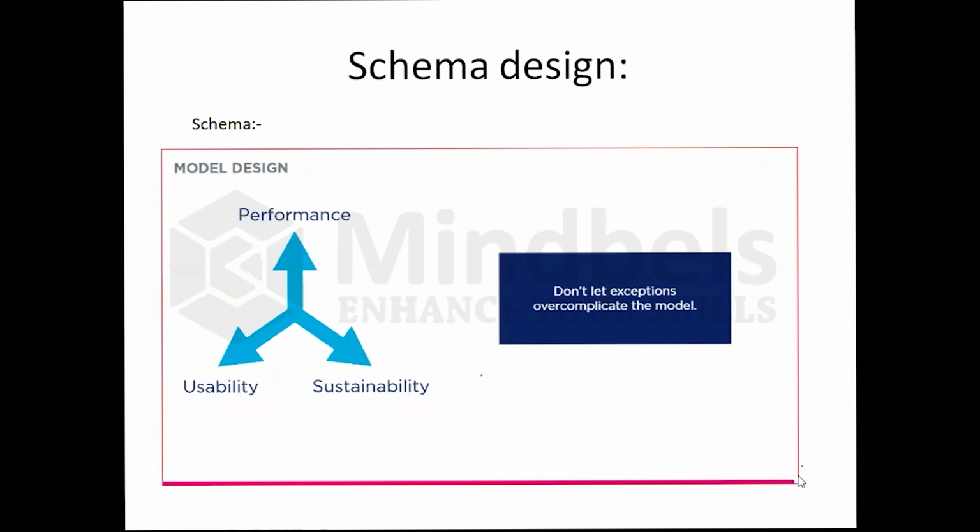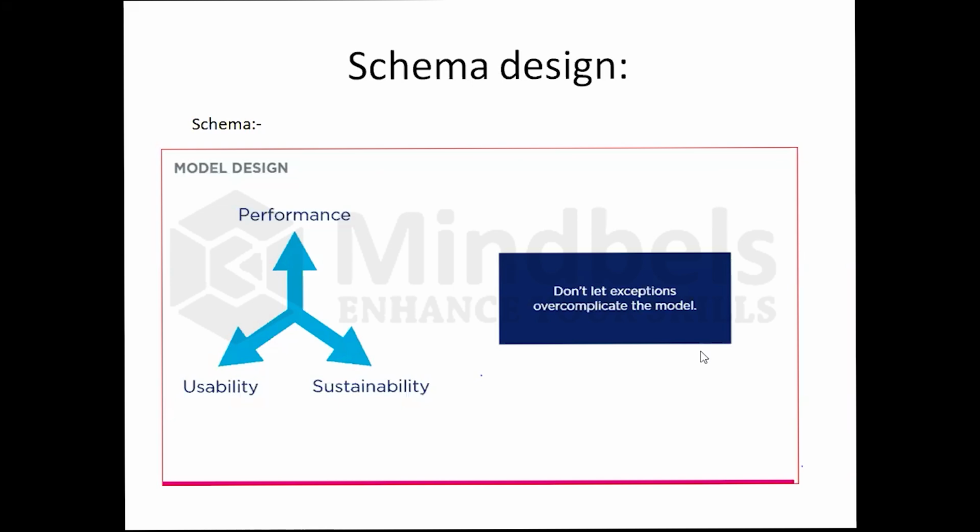Now, if you will see here, schema design. Usability, sustainability, performance. These are three key metrics, right? So what they are saying, don't let exceptions overcomplicate the model. In any business process, generally there is some complexity, or there is some exception which doesn't follow the actual business process. Everyone has some exceptions, right?